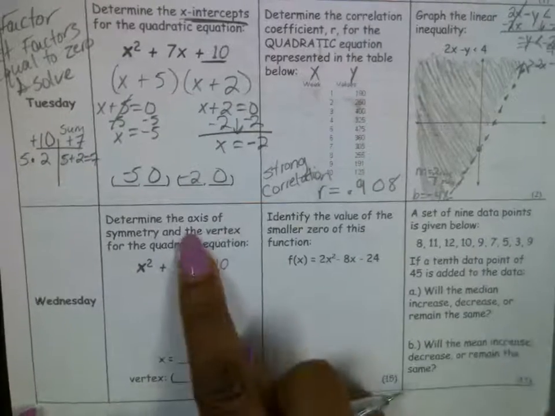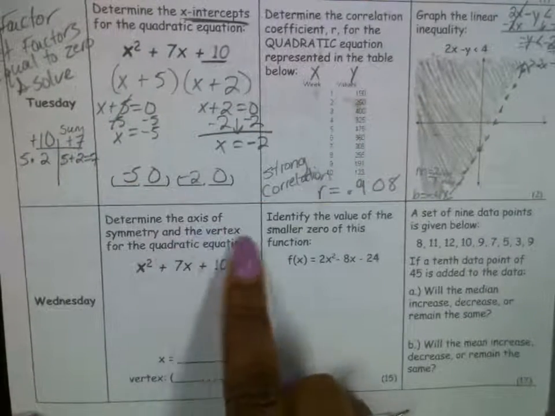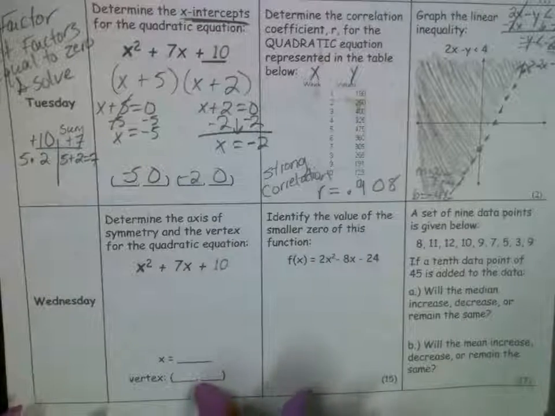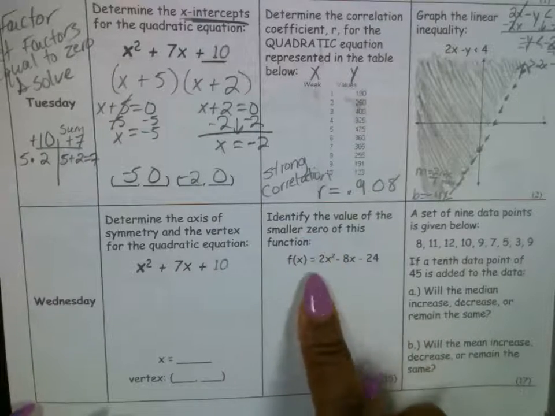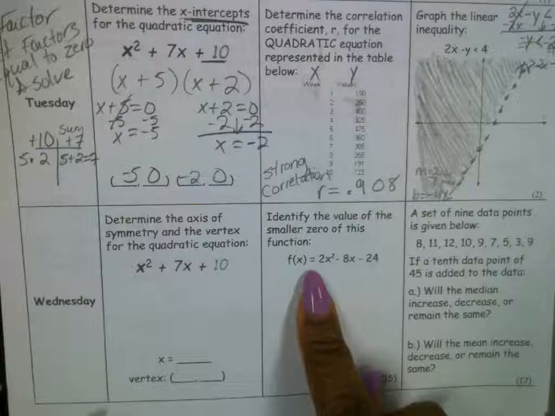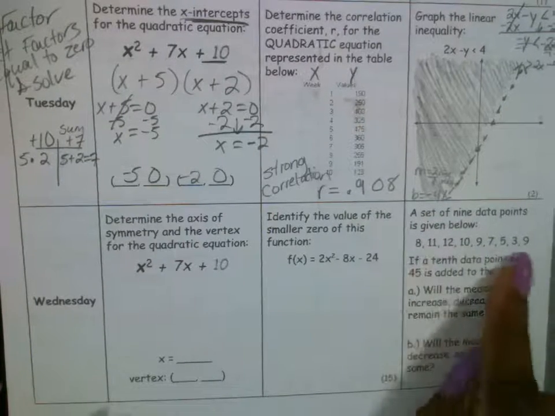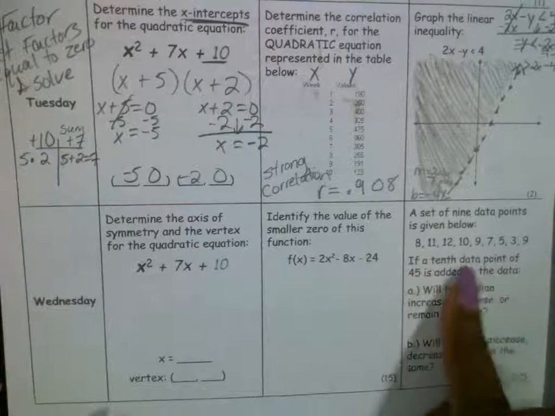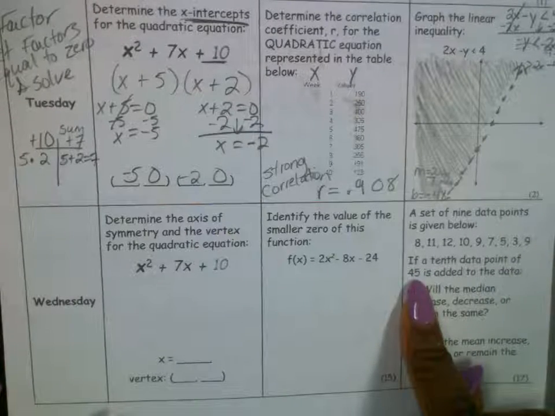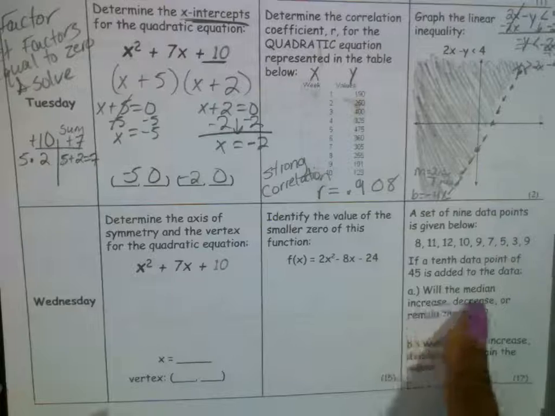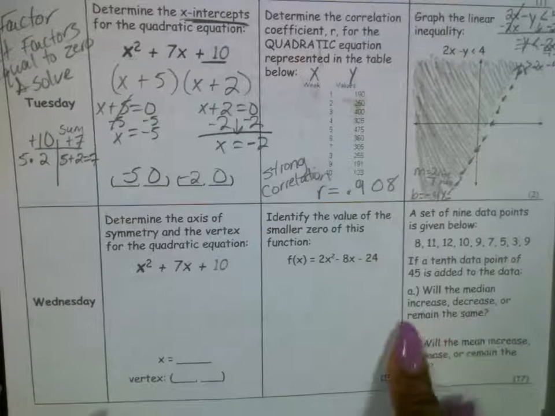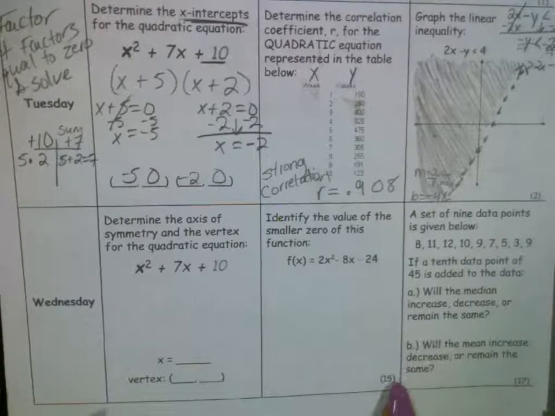All right, so we're doing axis of symmetry and the vertex here, and then you're finding the zeros of this function here, okay? Then it says set 9 data points given. These are your 9 data points. If the 10th data point, 45, is added to the data, will the median increase or decrease, or will it remain the same? Okay.